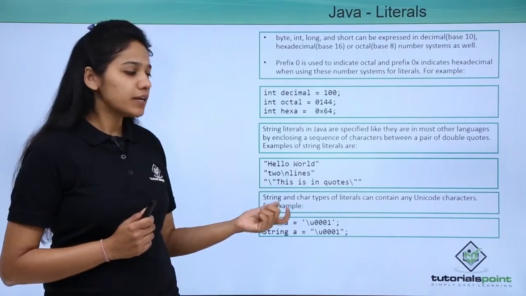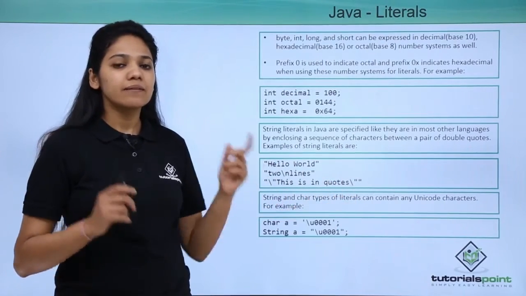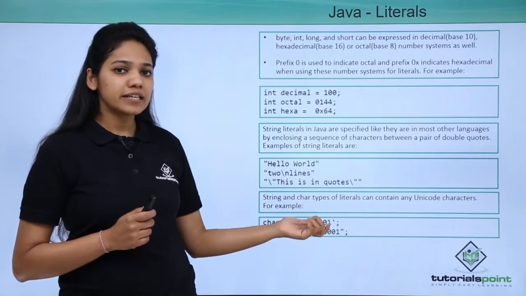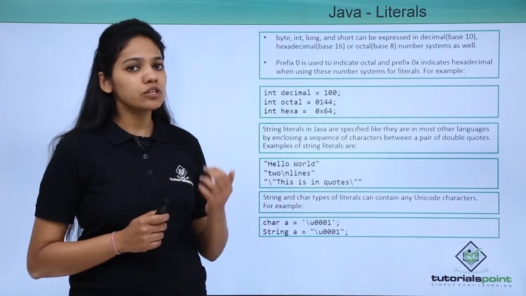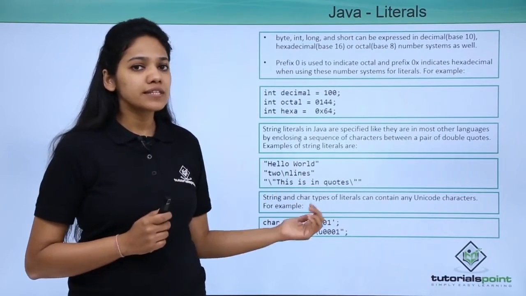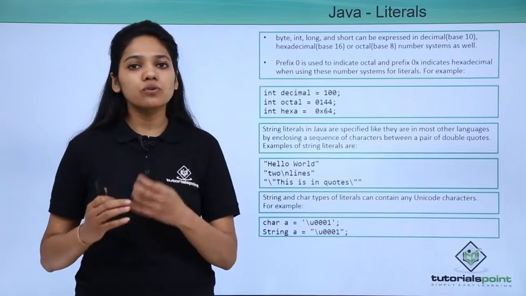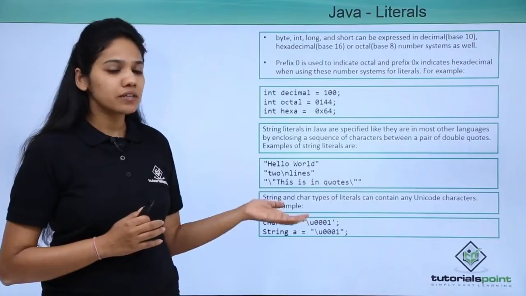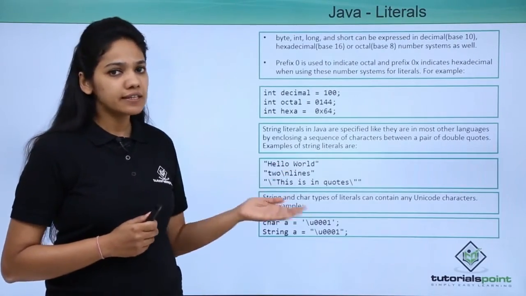A string is nothing but a sequence of characters that is written in double quotes. Next, a string and char both support Unicode characters. So this is how a literal works, which stores a fixed value, and all the primitive data types and the string reference type support these literals.